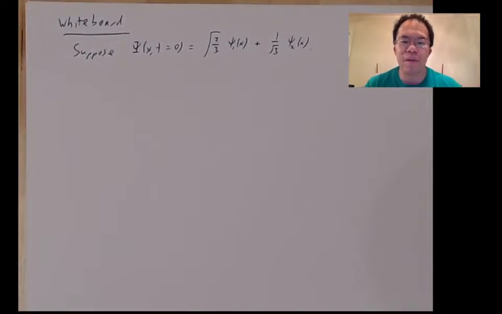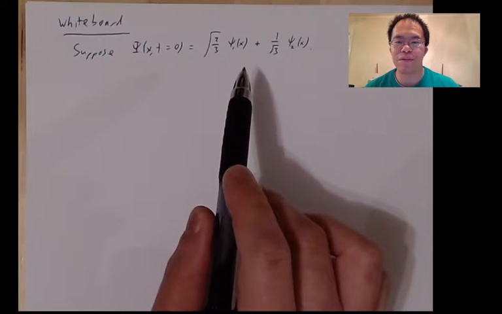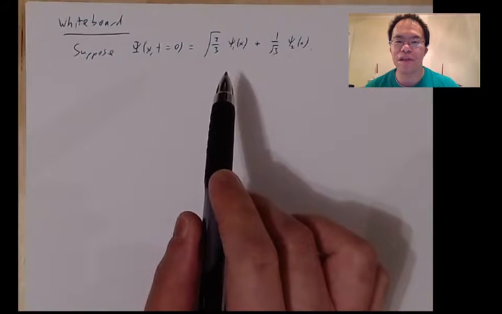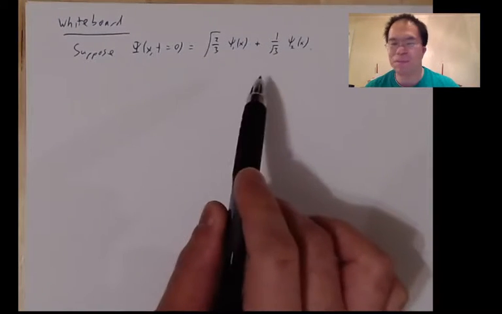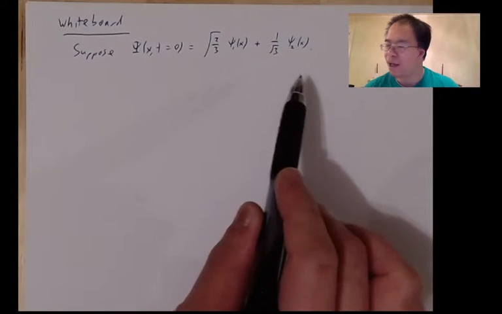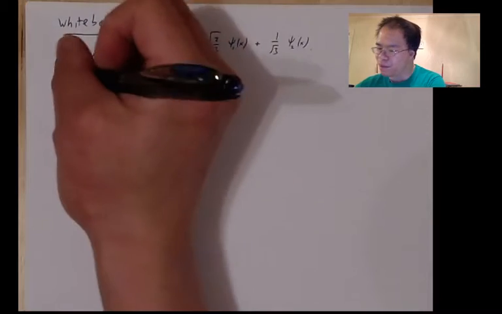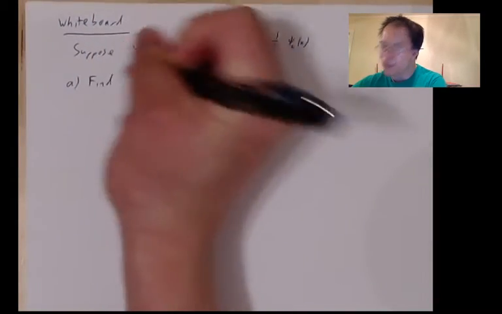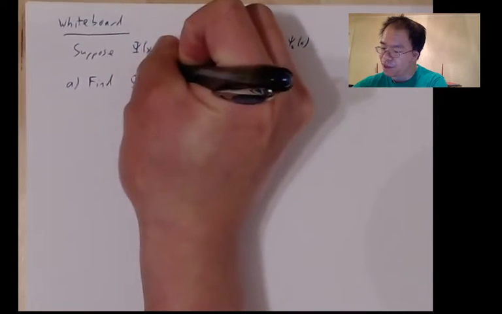Hi everyone. Let's go through this whiteboard exercise where we're given a wave function at t equals 0, and we're told it's in this superposition state where there are two contributions, one term proportional to the stationary state psi sub 1 and the other proportional to psi 2. We're first asked to find the full time-dependent wave function. So we want to find psi of x, t.